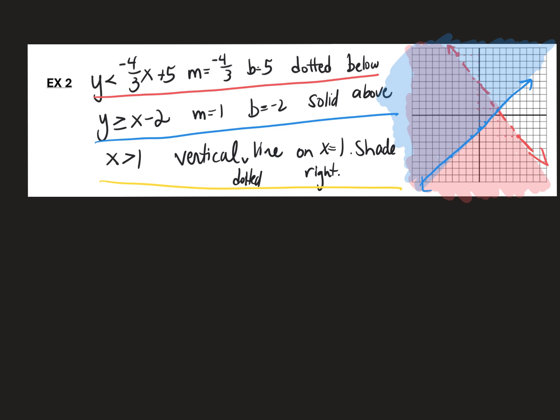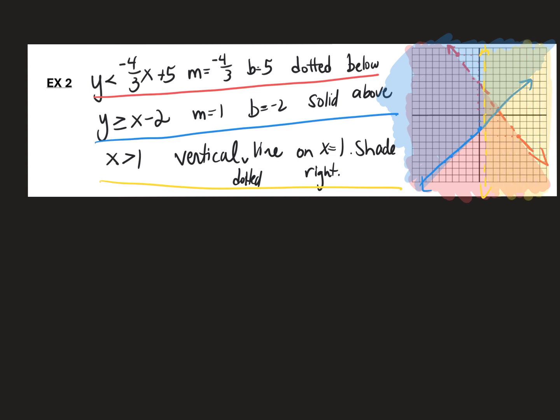Now I'll graph that last one. It's a vertical line on x equals 1. So here's 1. And it's a vertical dotted line. So I'm drawing a vertical dotted line on x equals 1. And then I'm going to shade to the right. To the right. So that definitely limited where my solutions are at.